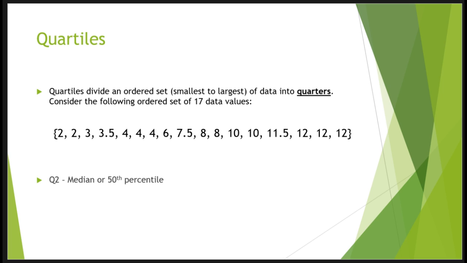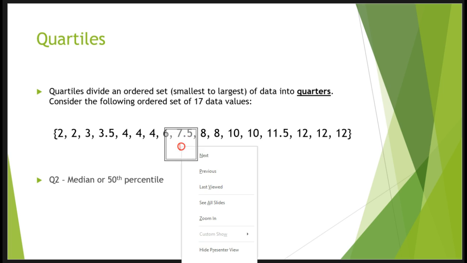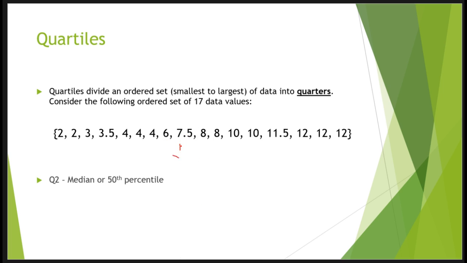The value that divides the set in halves is called the second quartile, or Q2. The second quartile is equal, in this case, to 7.5. The second quartile is also called the median, and the 50th percentile. So this right here is Q2.